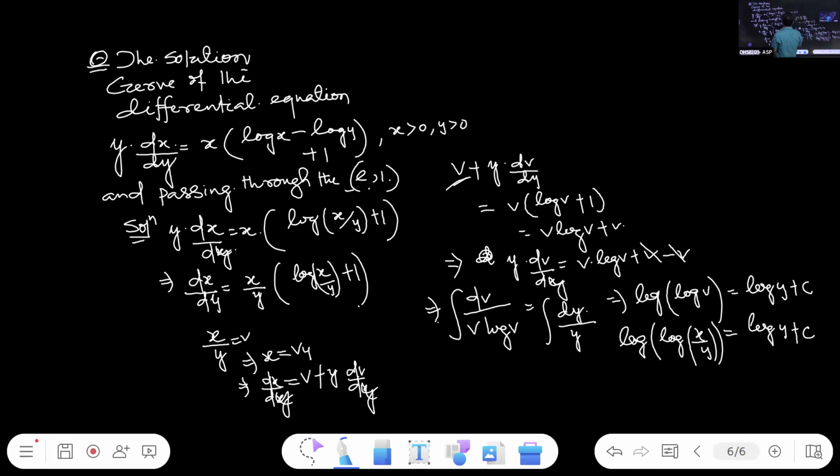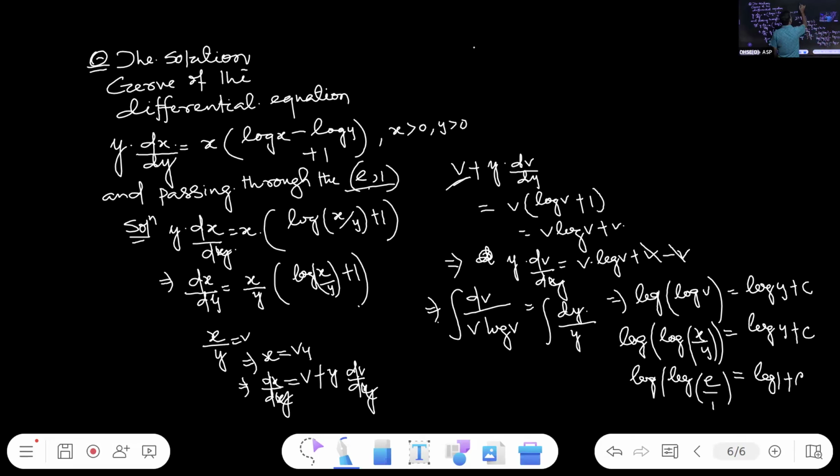The curve is passing through e comma 1. That means when x is equal to e, y is equal to 1. To find the value of the arbitrary constant c, substitute x is equal to e and y is equal to 1. It will be log of e upon 1 is equal to log 1 plus c. So log e is 1, log 1 is 0, so c is equal to 0.